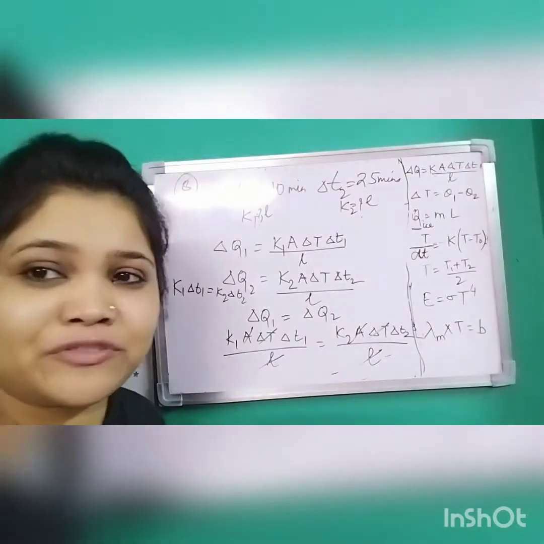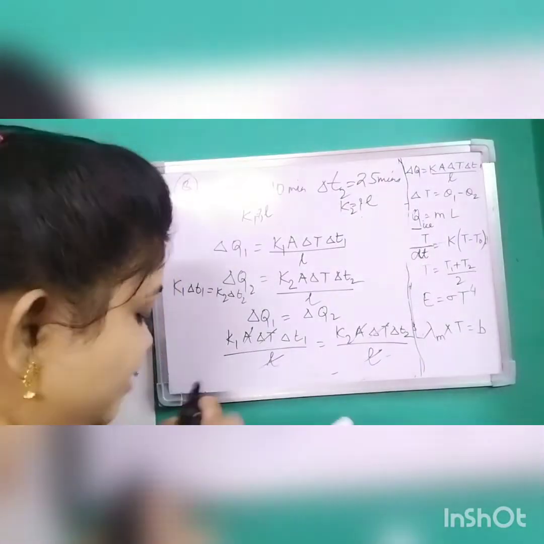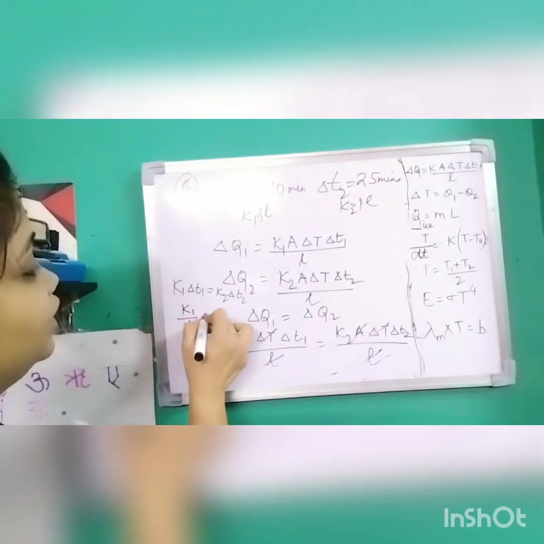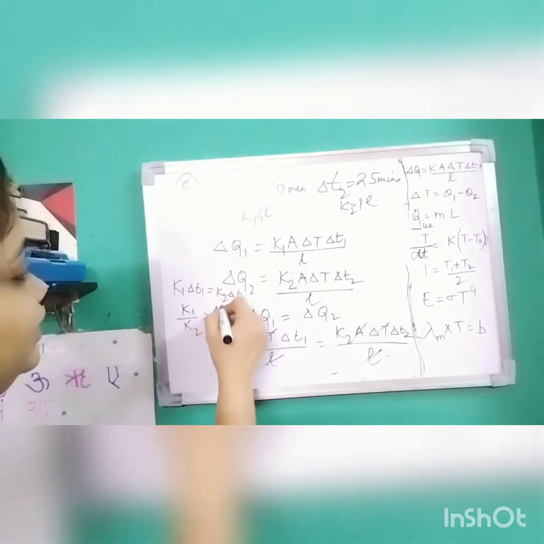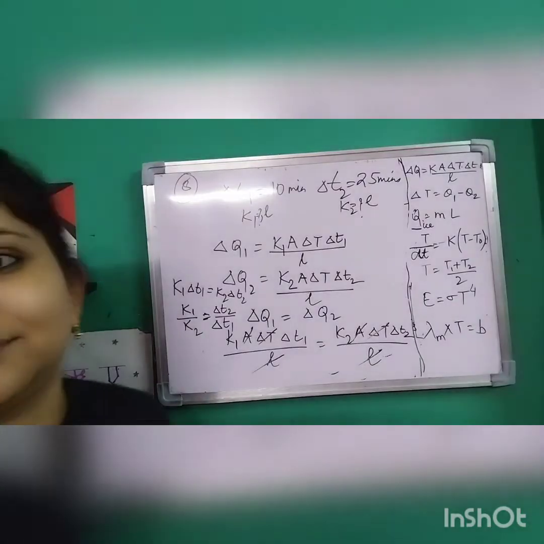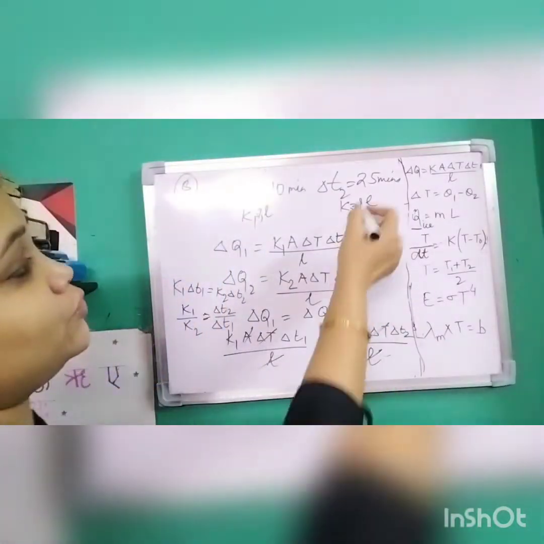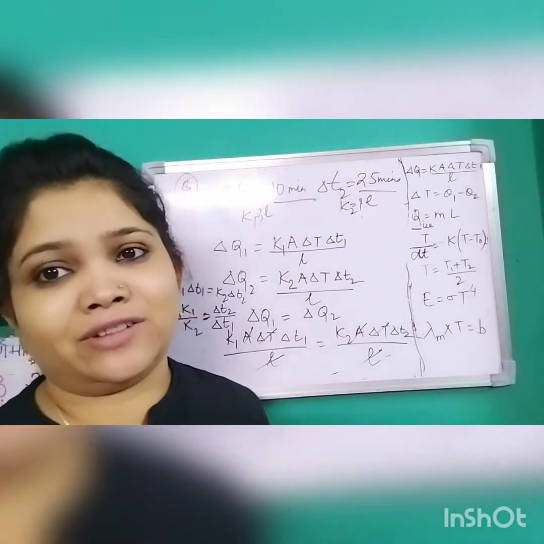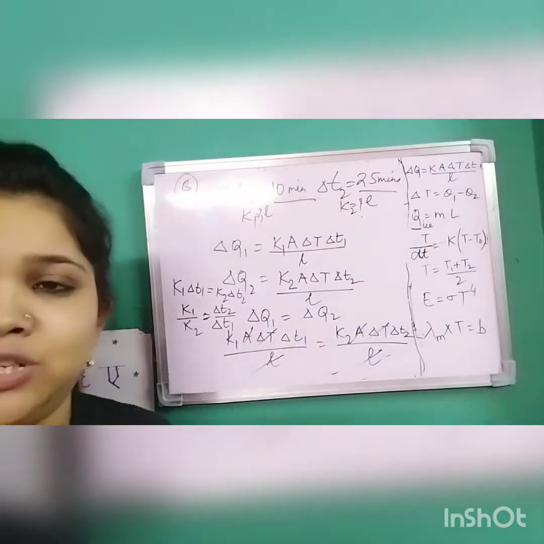Okay, what we have to find out? K1 by K2, right? We have to find K1 by K2. So K1 by K2 will be equal to delta T2 by delta T1. You know the value of delta T2, you know the value of delta T1. Put it, solve it and get the ratio.